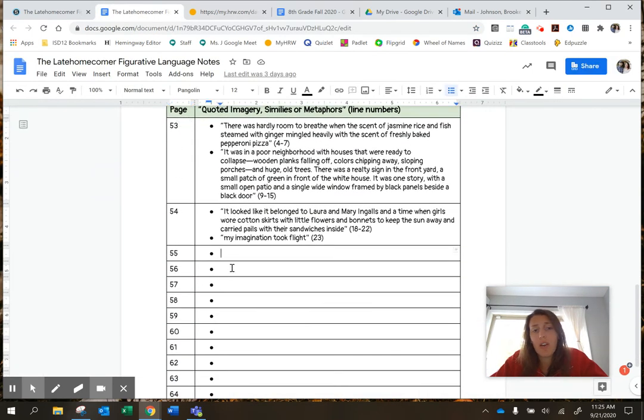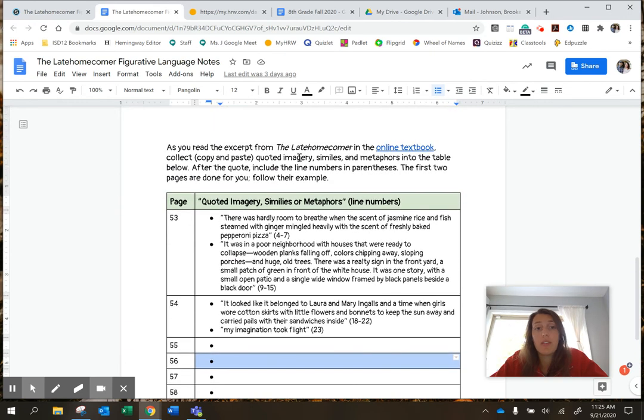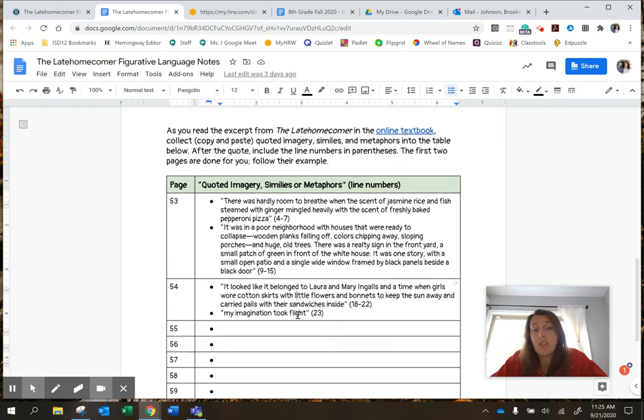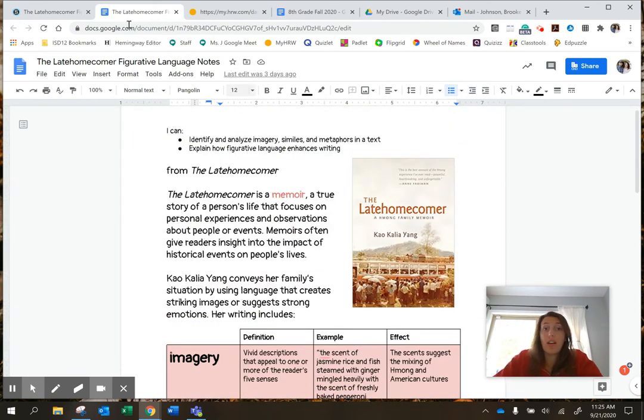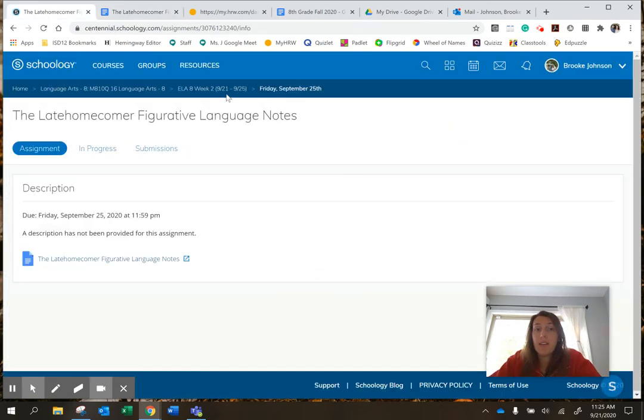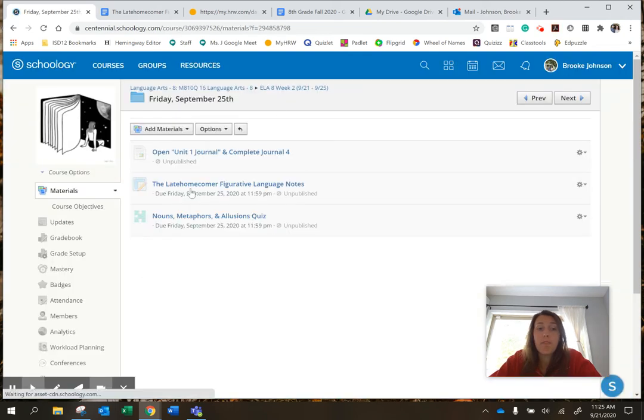Otherwise, you're just putting in all the quotes that you find that are similes, metaphors, and imagery below, and you're just pasting those in here. And that is it. And then when you're done, you'll just turn this doc in on Schoology. And then the last thing you're going to do for today is take the noun, metaphors, and allusions quiz. I would like you to do this before you do the quiz because this is practicing identifying metaphors, which is part of what the test is on.